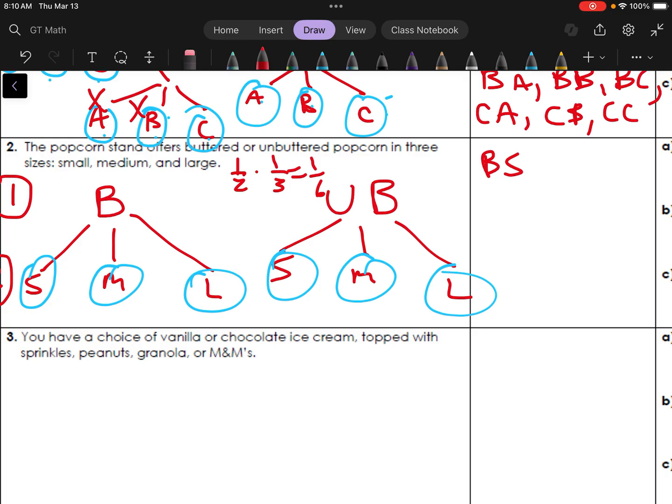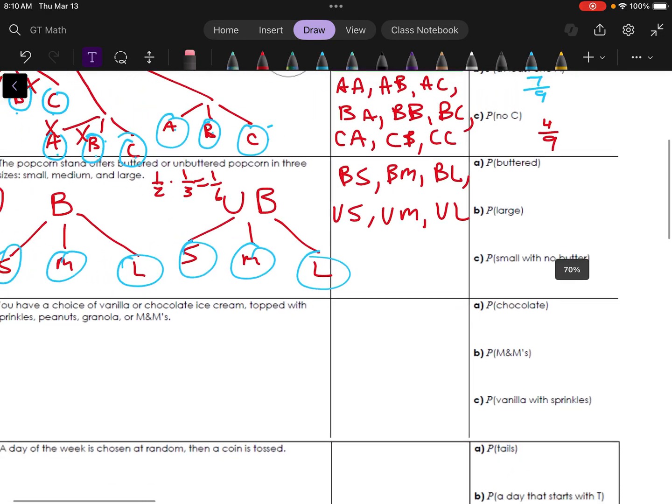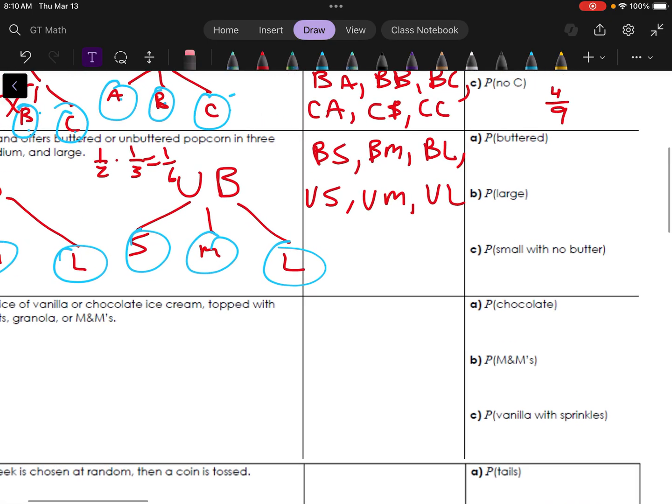BM, BL, okay? And then we also have US, UM, and UL. There's your 6 different choices. And like I said, it makes it easy to go, okay, how many were buttered? Well, there's 3 buttered. Okay, so 3 out of 6, or 1/2. How many were large? Well, there are 2 out of 6, or 1/3 are going to be larges.